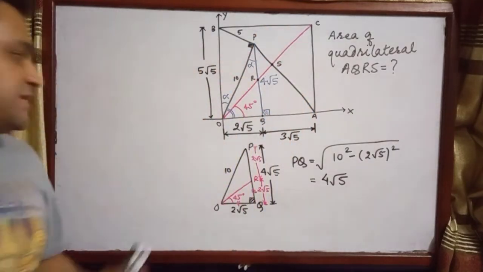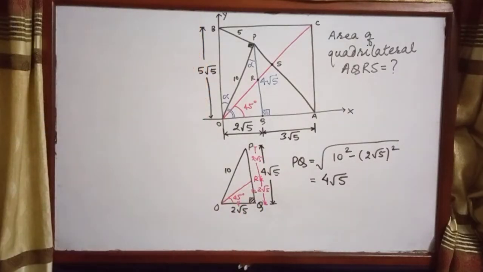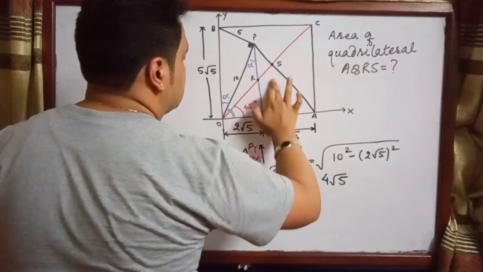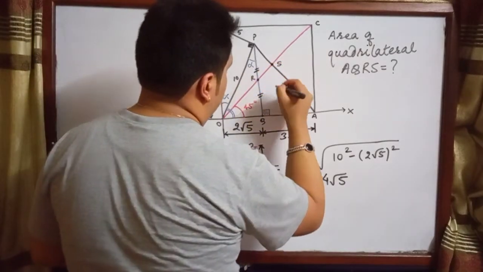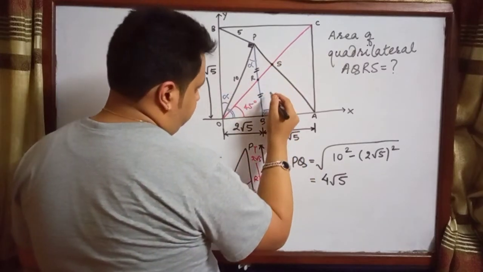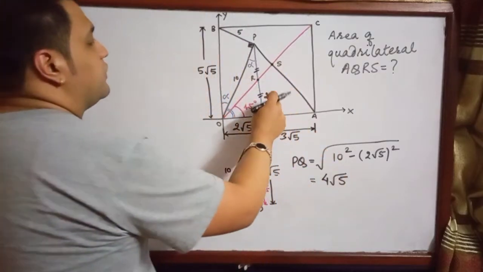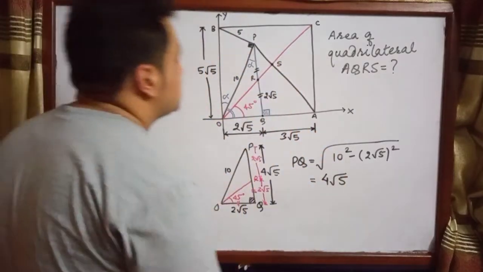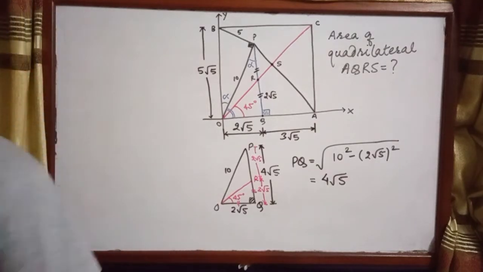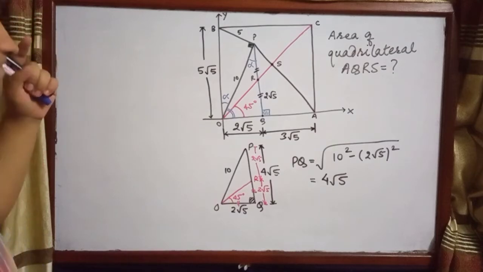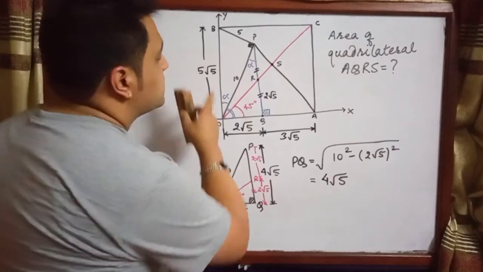Line segment PQ. Let me write it like this. These two parts are equal, and this is equal to 2 root 5. So this is 2 root 5, 2 root 5, and the whole length is 4 root 5. All right. I think this is done.